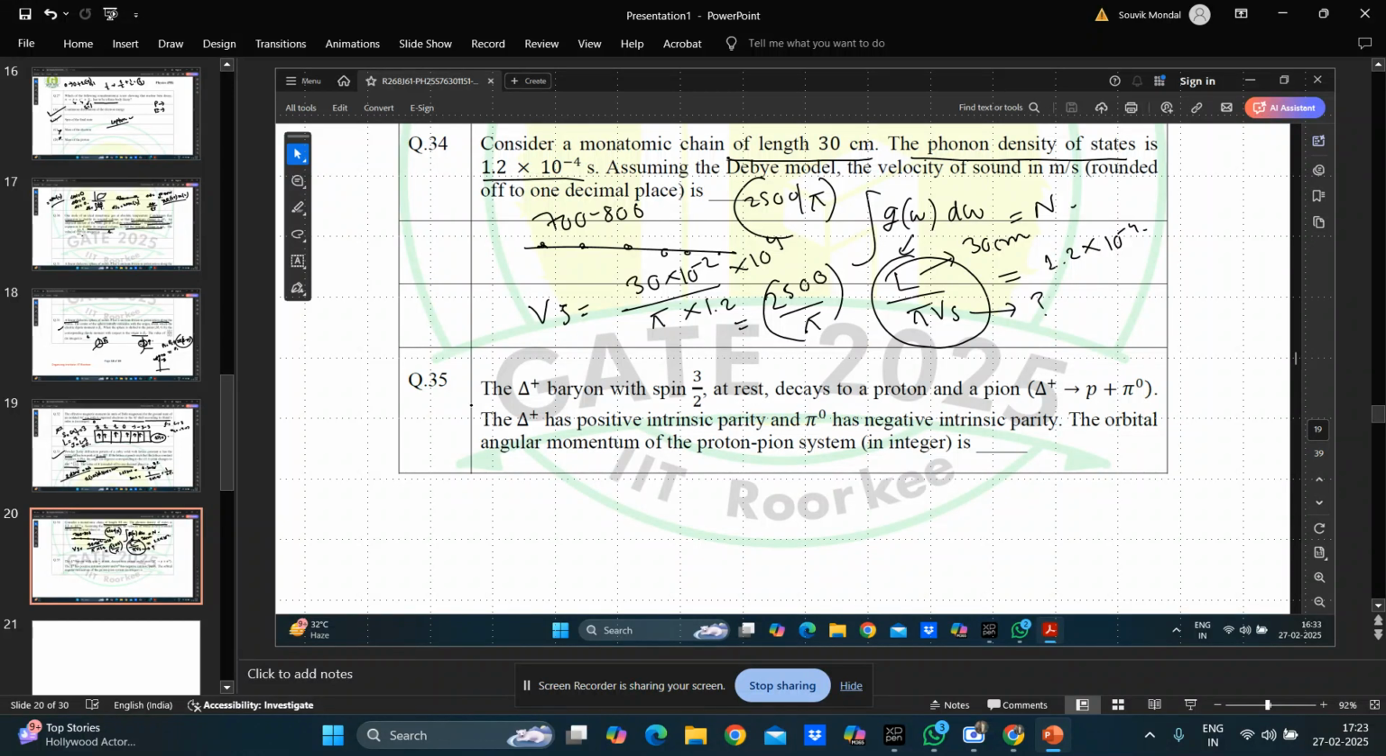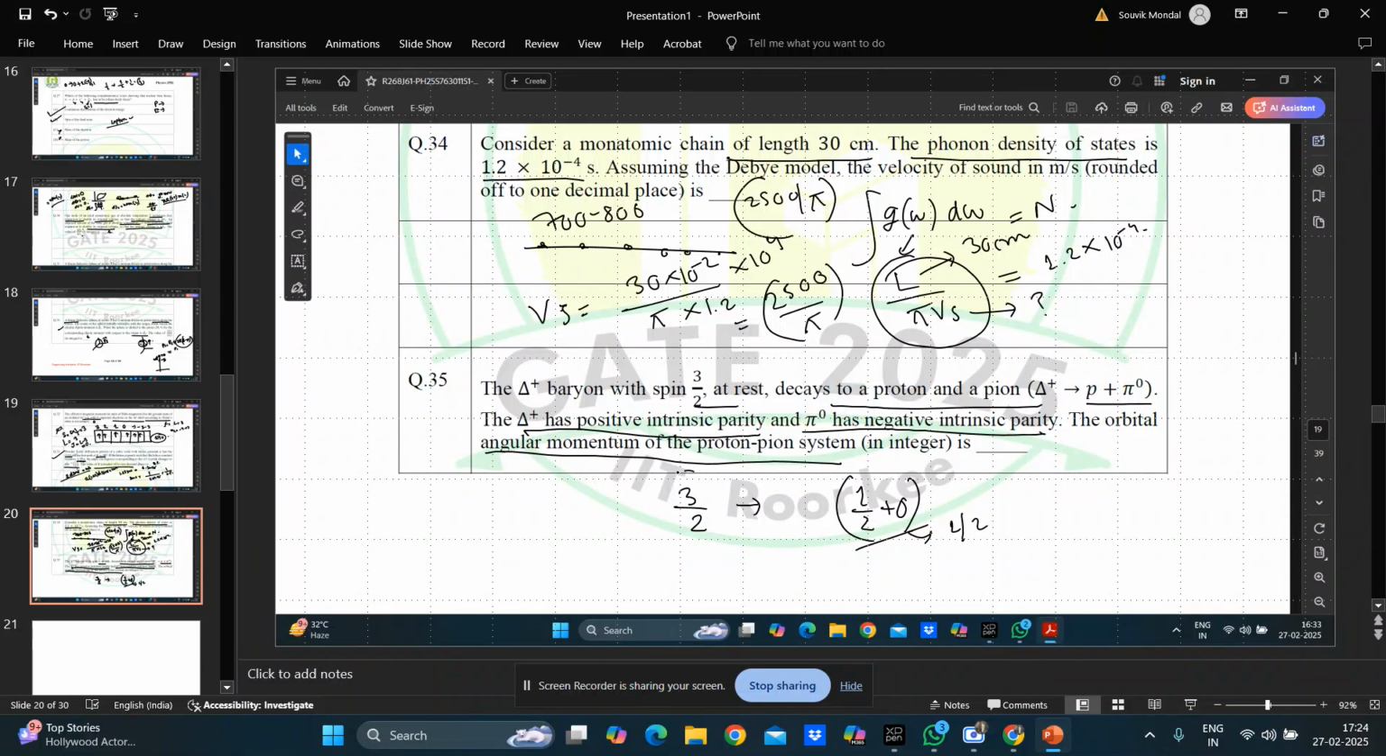Okay. Now the last one, the delta plus baryon with spin 3 by 2 at rest decays into a proton and a pion. This is the configuration. Delta plus has positive intrinsic parity and pi 0 has negative intrinsic parity. So the orbital angular momentum of the proton pion system. Okay. So delta plus has spin 3 by 2. Now P has spin half, okay, and pi 0 has spin 0, okay. So the spin of this configuration is half, okay.